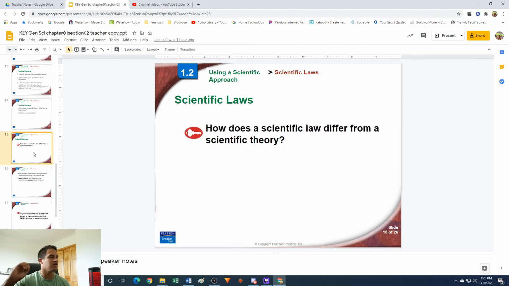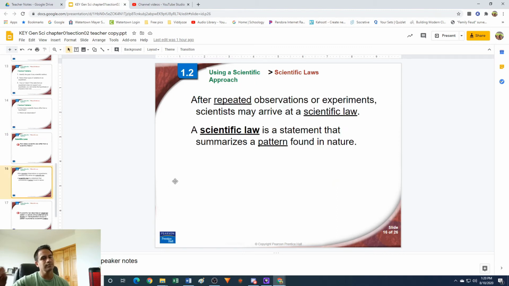Okay, so a scientific law is not like a theory. A theory is an explanation about how something works based on lots of tests, and a law is really just telling you what's going to happen, but not explaining why it's going to happen. So here's the main difference. A scientific theory explains to you this is why something happens. And a scientific law tells you this is what's going to happen. But I'm not going to tell you why this is happening. Just this is what's going to happen.